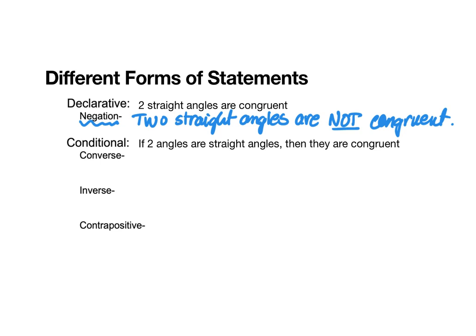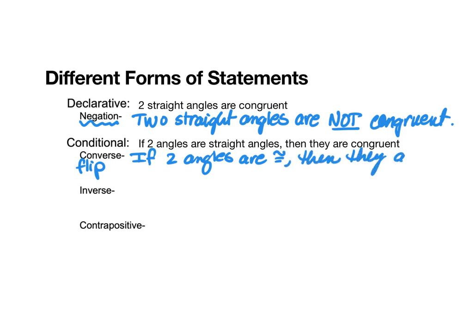Now, if I want to make the statement in conditional form, if two angles are straight angles, then they are congruent. The converse, like I had said, is when you flip it. So let's look at that first. I would just flip my conclusion and my hypothesis and say, if two angles are congruent, then they are straight angles.